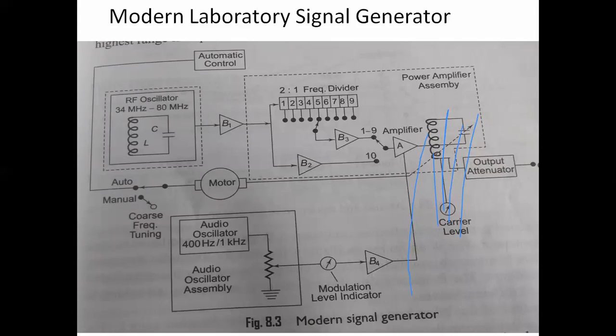So buffer amplifiers will isolate the section. Here B1 is used as an isolation circuit or buffer amplifier. Okay, so coming to this, the temperature also will affect the generation of the frequency.